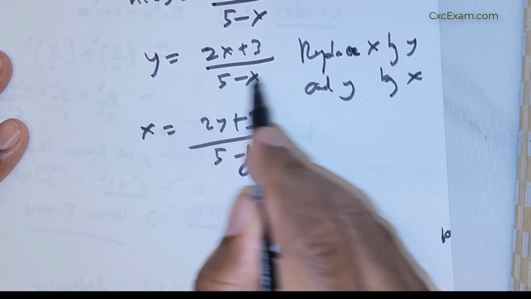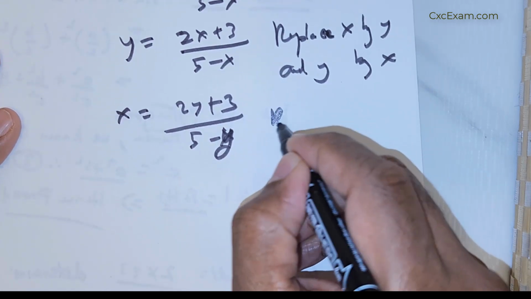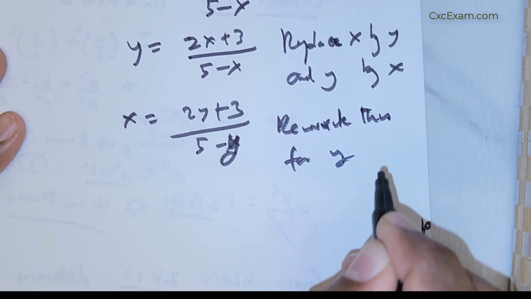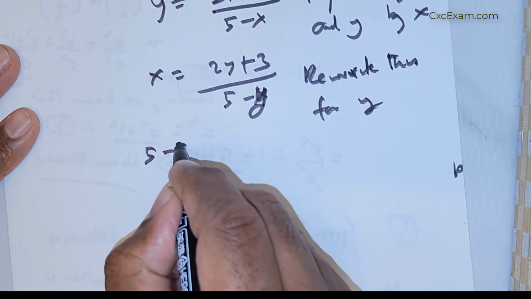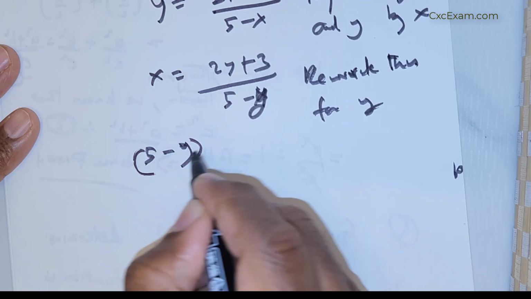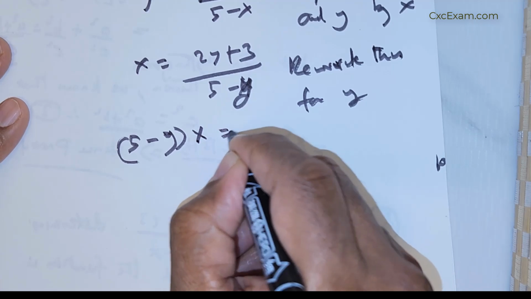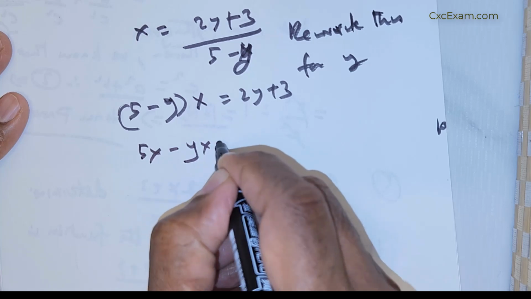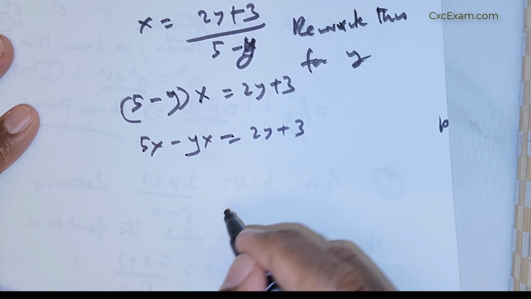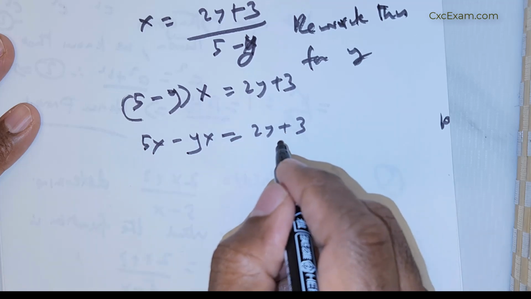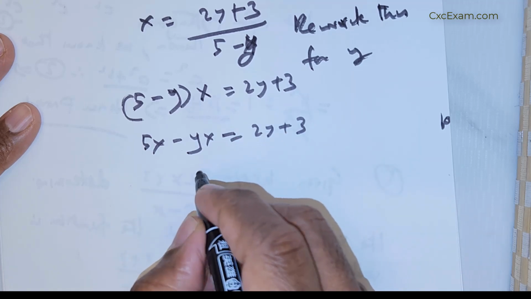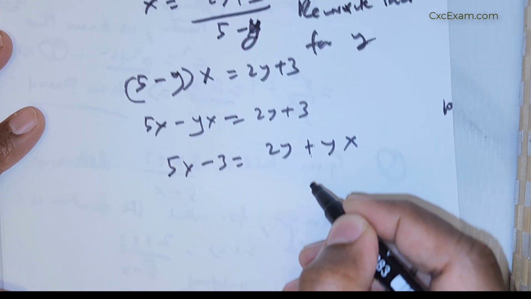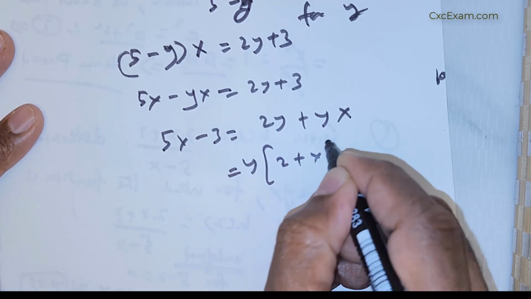Okay, replace x by y. So x is replaced as y. Then you rewrite this for y. You cross multiply, you get 5 times x minus y times x is equal to 2y + 3. So you take all the y to one side, bring all the other quantities to the other side. So it's going to be 5x - 3 equals 2y + yx. So you take that y out, you get (2 + x).